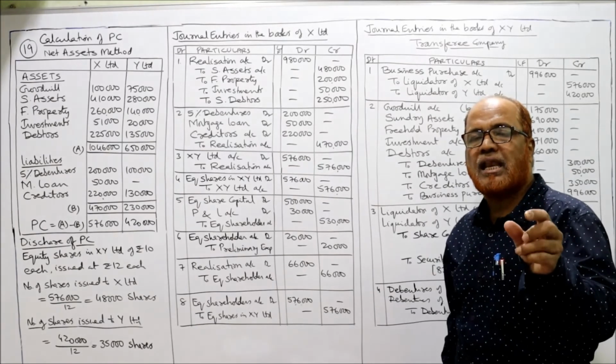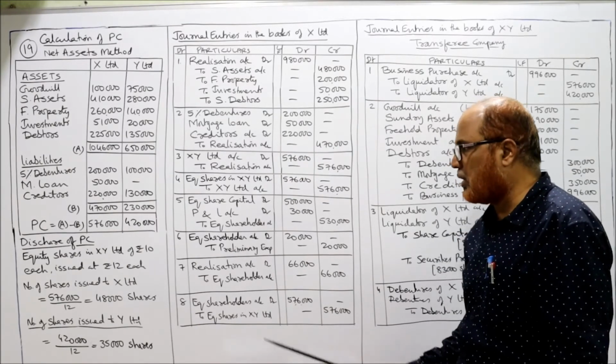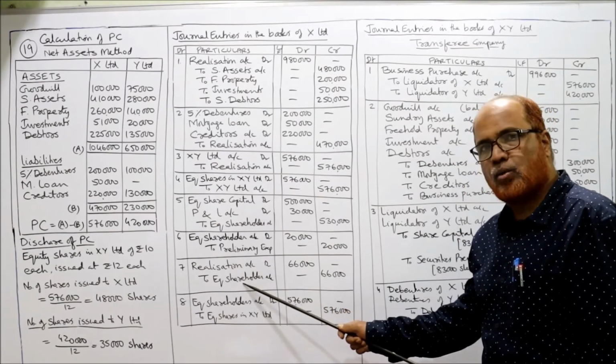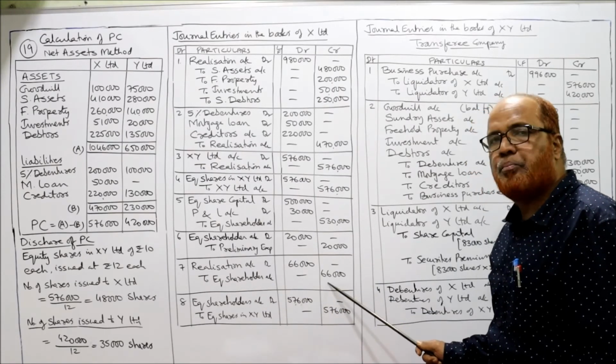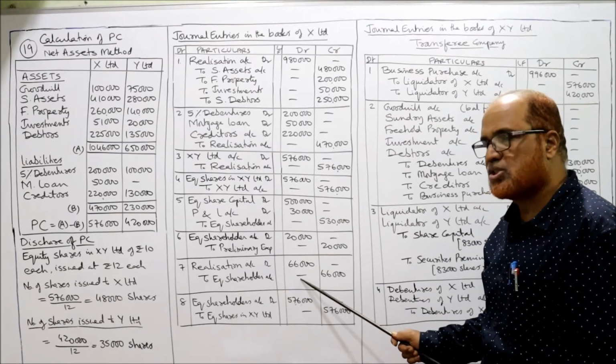Entry will be realization account debit to equity shareholders 66,000. Being the profit transferred to realization.